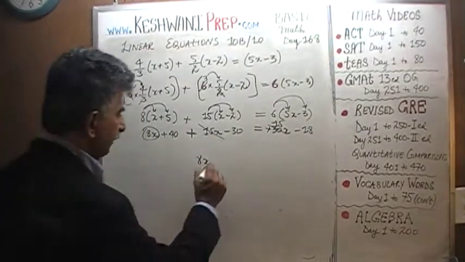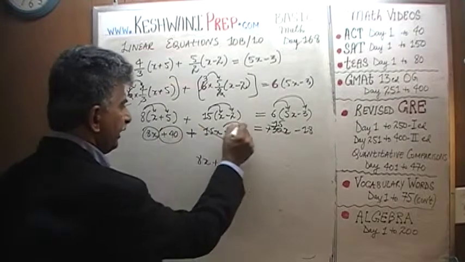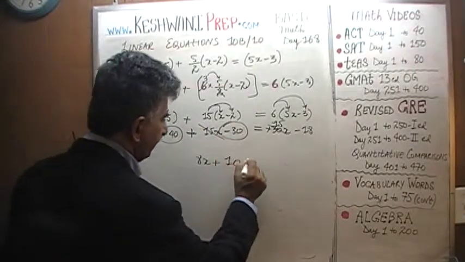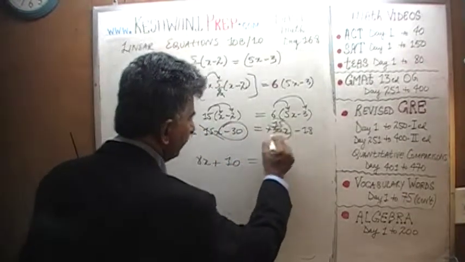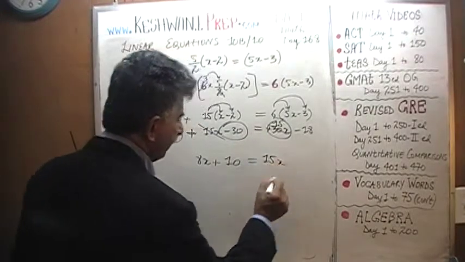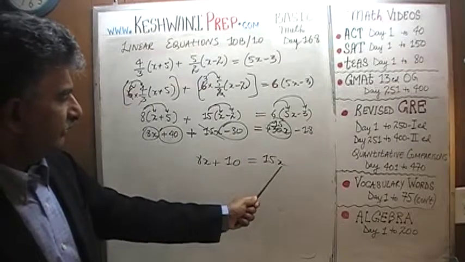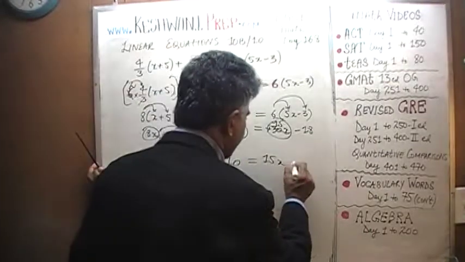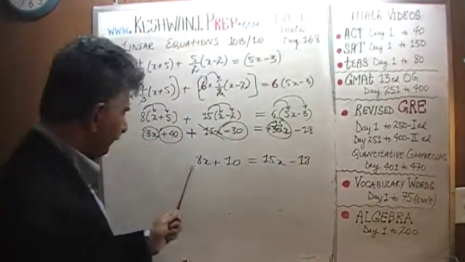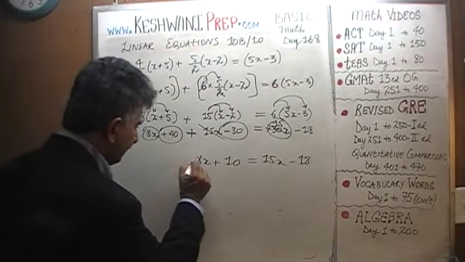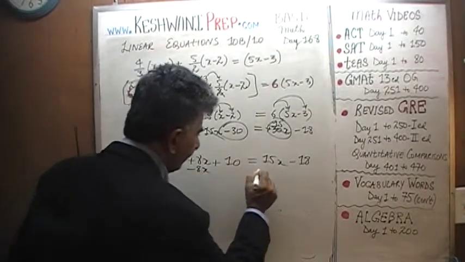So 8x plus positive 40 and a negative 30 is going to give us positive 10 equals, here we have 15x. It was 30x, but when we subtracted 15x from both sides, the 30x became 15x. 15x minus 18. Let's subtract 8x from both sides. This is positive 8. Let's subtract 8 from both sides.